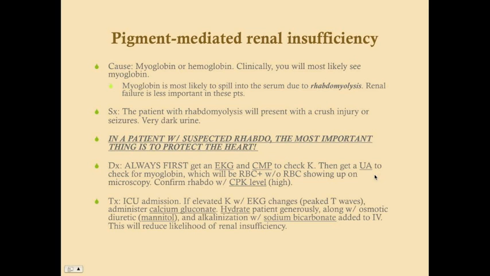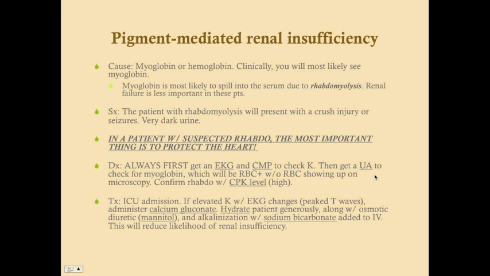And so, because in rhabdomyolysis we can get precipitous increases in our serum potassium, the most important thing to do in any patient where we suspect rhabdomyolysis is to protect the heart. And how do we protect the heart? We get an EKG and a CMP. More importantly, the EKG. So we're getting an EKG to check the heart, and we're getting a CMP to check the potassium level. If we have a patient who's got an EKG that shows spiked T waves characteristic of hyperkalemia, and they indeed also have a high potassium, then we're immediately going to want to administer calcium gluconate.